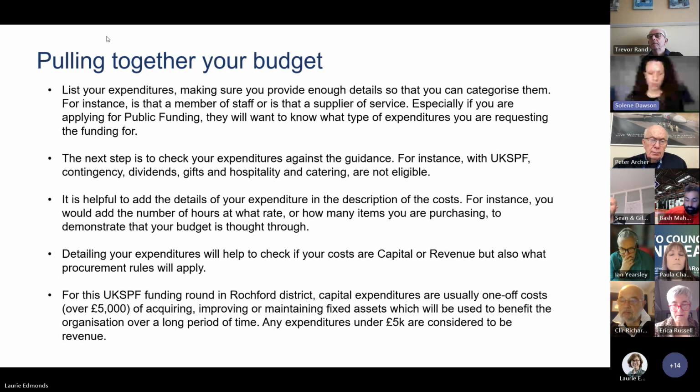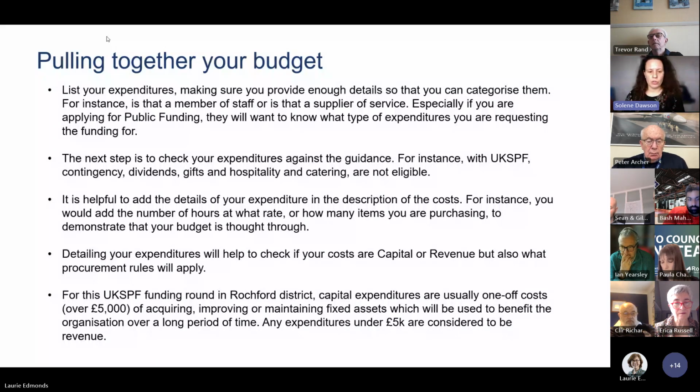In terms of the capital expenditures, these are usually one-off costs over £5,000. It can be acquiring something, improving or maintaining fixed assets, and it will benefit the organization over a long period of time. These expenditures have to be over £5,000 to be classed as capital. If they are under, it will be considered as revenue.